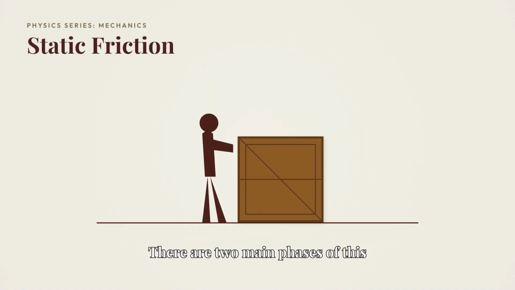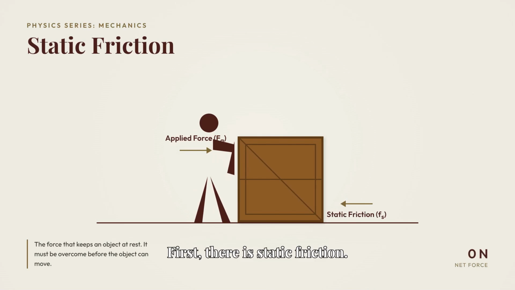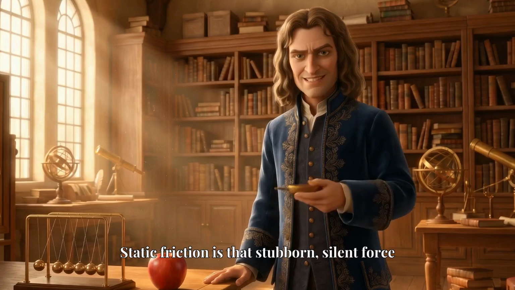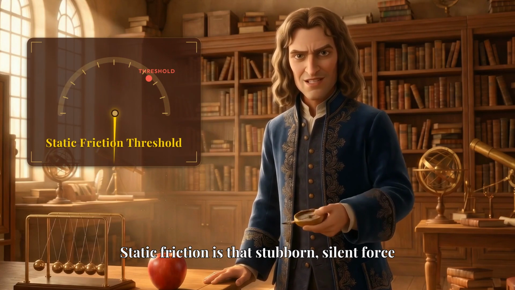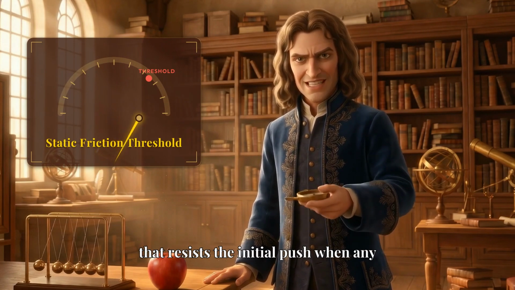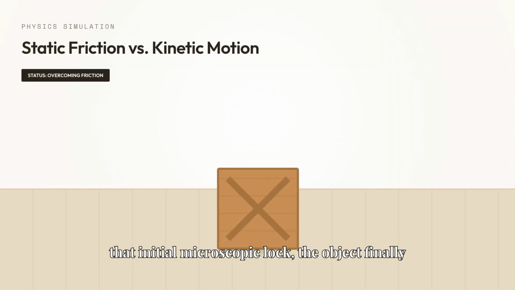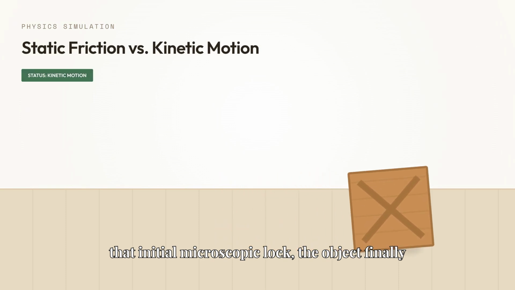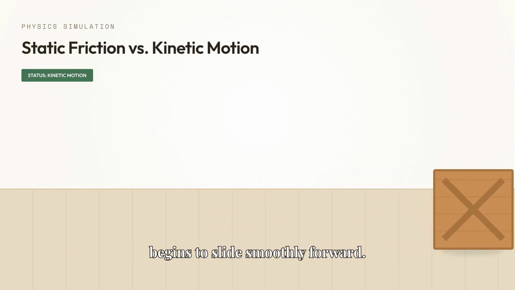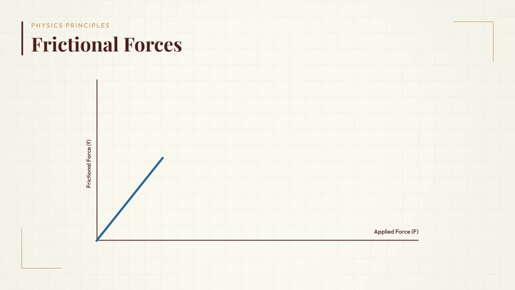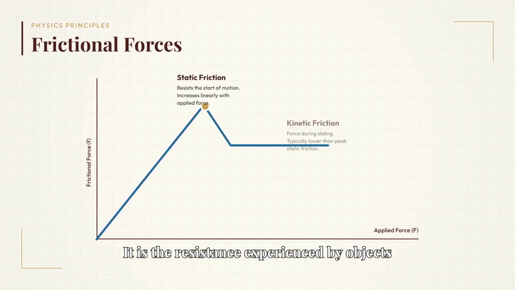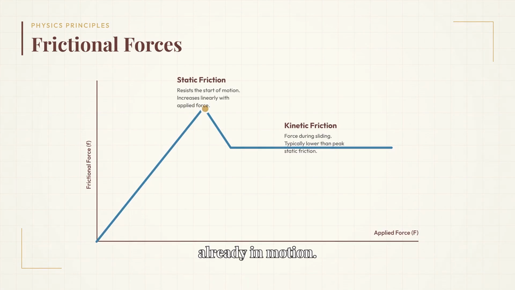There are two main phases of this grip. First, there is static friction. Static friction is that stubborn, silent force that resists the initial push when any object is completely at rest. Once you push hard enough to break that initial microscopic lock, the object finally begins to slide smoothly forward. Now, kinetic friction takes over. It is the resistance experienced by objects already in motion.